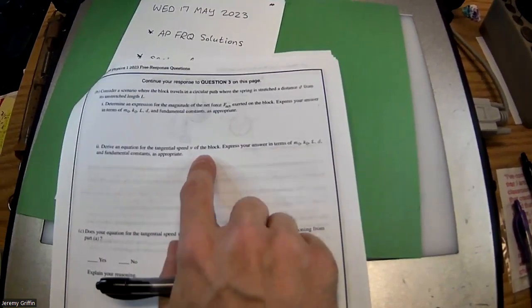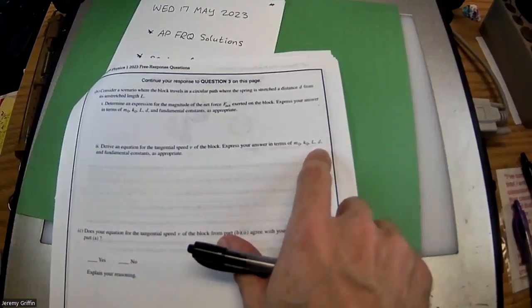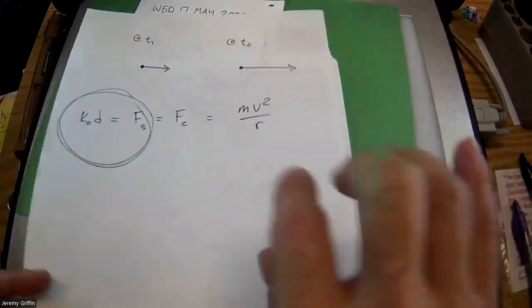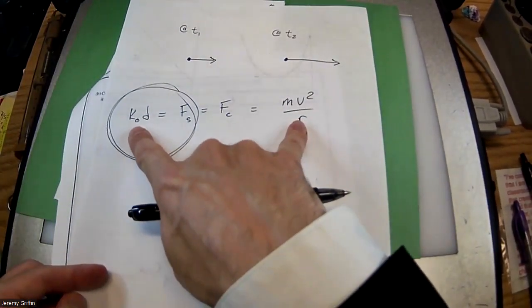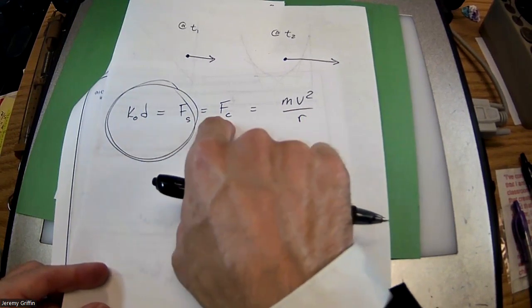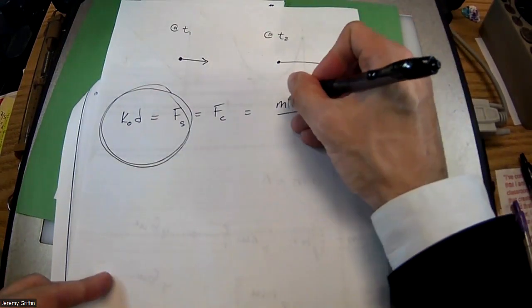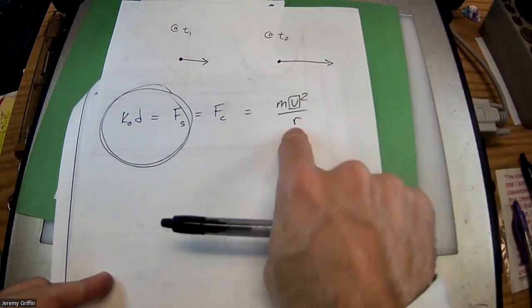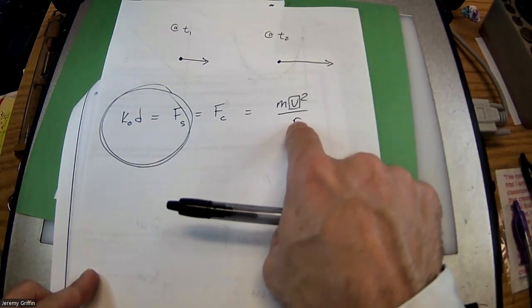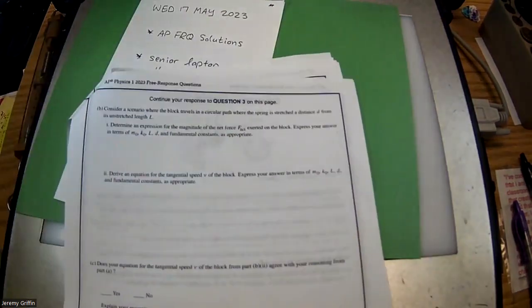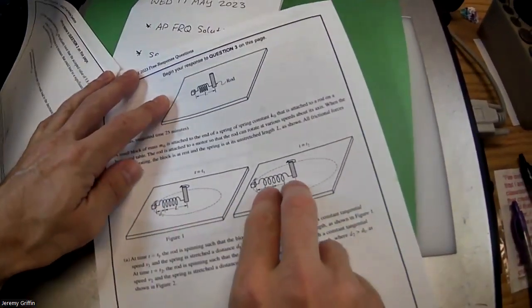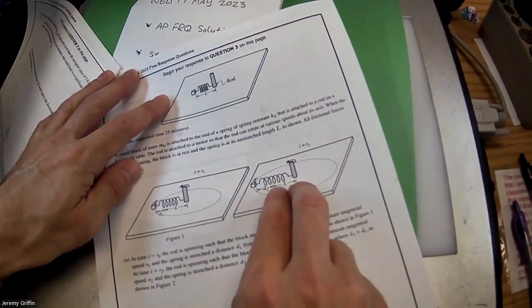Derive an equation for the tangential speed of the block. Express your answer in terms of those same values, m, k, L, d. Now here's where we get to set this equal to this. The spring force was providing centripetal force, and now we get to solve for this v right here. Now I do need to make one more substitution. You guys see this r right here? Let's go back to the diagram. Isn't the radius of curvature actually L plus d?